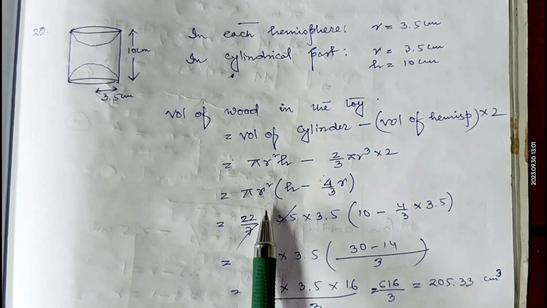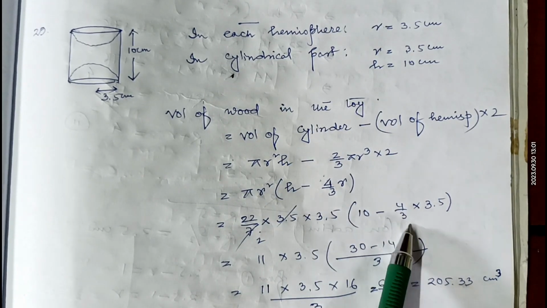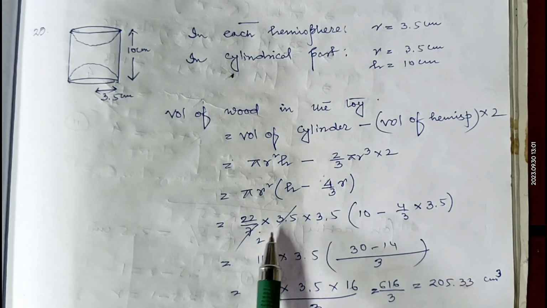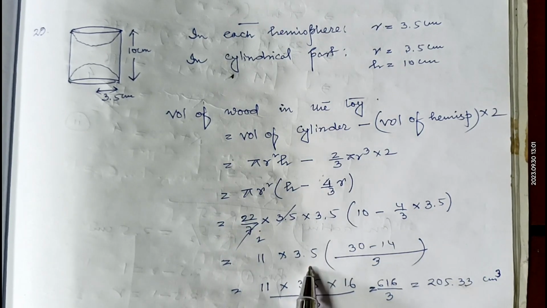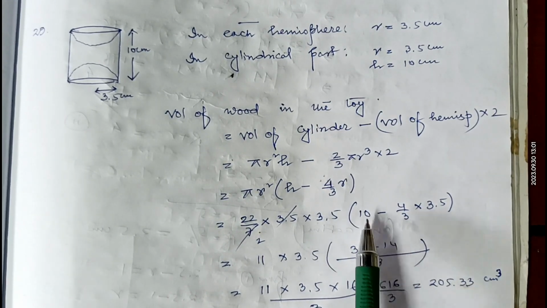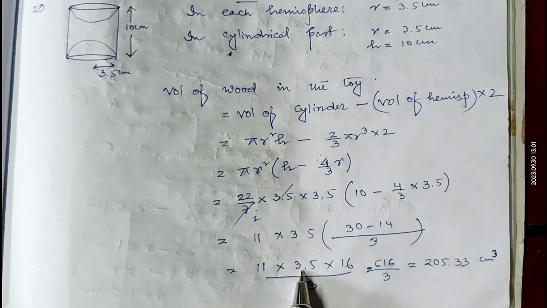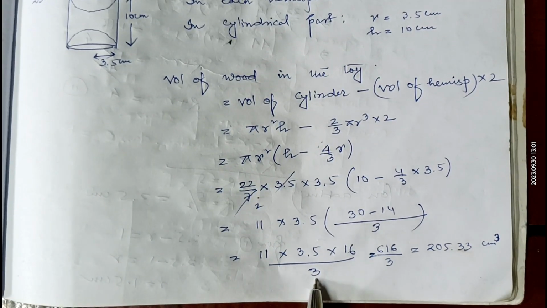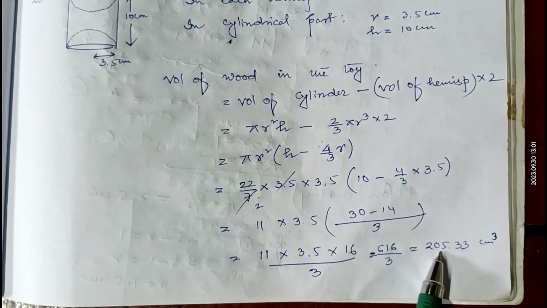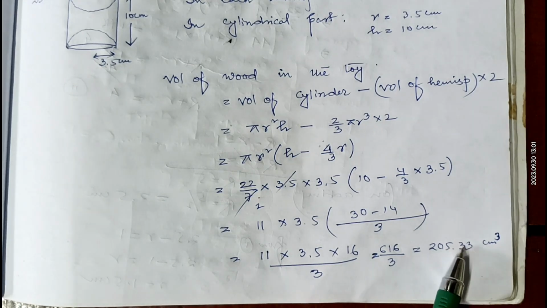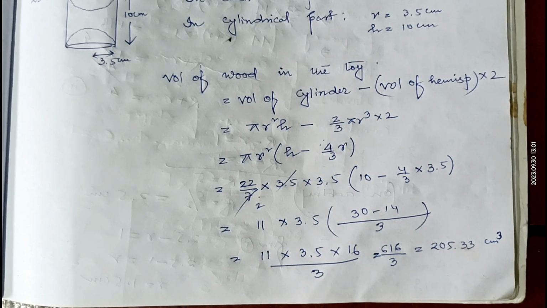Pi is 22/7, radius is 3.5, so it will be 3.5 into 3.5, h is 10, minus 4/3 into 3.5. 3.5 to the 7, and 22 and 2, if I cancel it will be 11, so 11 into 3.5. Here LCM will be 3 into 10, 30, minus 4 into 3.5, 14, so it will be 11 into 3.5, 30 minus 14 will give 16/3. After multiplying these 3, it will be 616/3, and if I divide, it will be 205.33 centimeter cube. So the volume of wood in the toy is 205.33 centimeter cube.